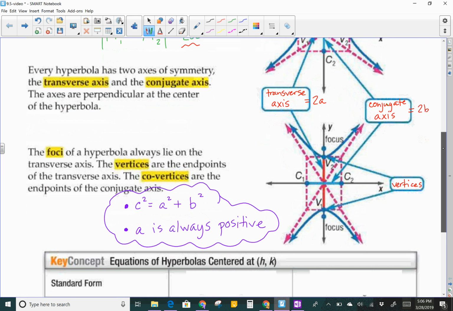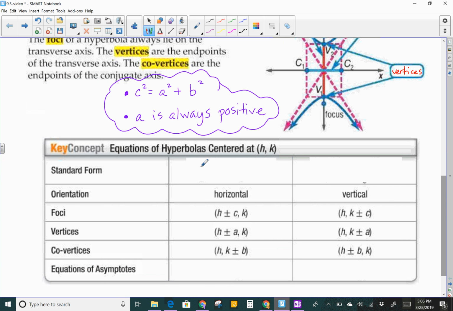Okay, so let's go fill in what our standard form looks like. Very similar to the ellipse, we've got x minus h squared. This time it's the difference, so it's y minus k squared. That's a minus. Now remember I said a is always positive. So if it's something minus something else, then a squared is always going to be here.